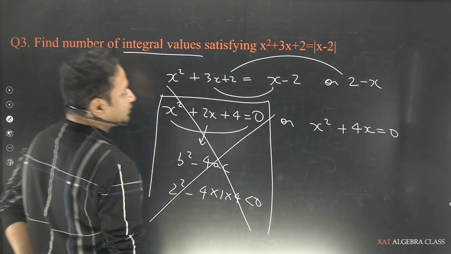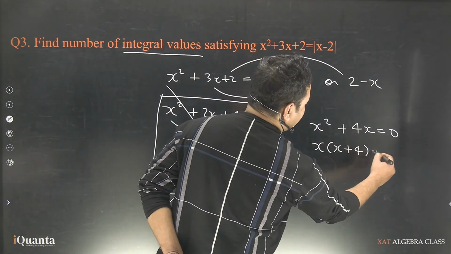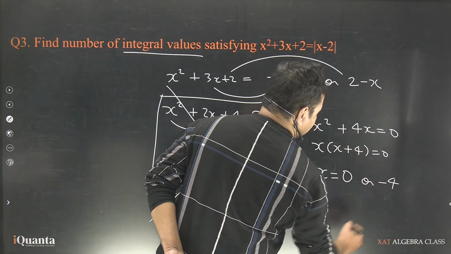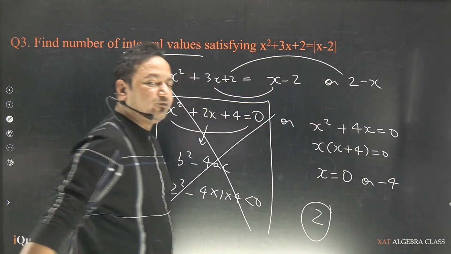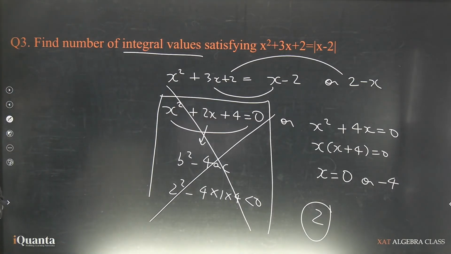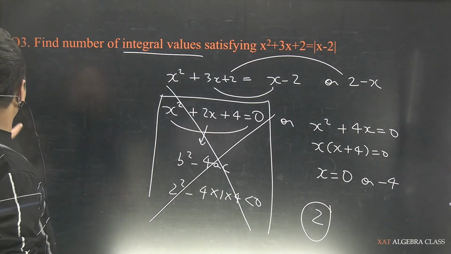We need integral values. If I look at this, this will be nothing but x multiplied by x plus 4 equal to 0. So I can say x is either 0 or minus 4. So we have 2 integral values. Clear? Great. These are very little things, very silly things where people can commit mistakes.